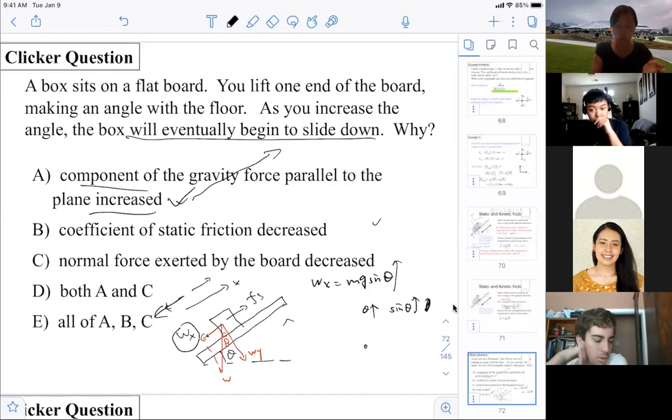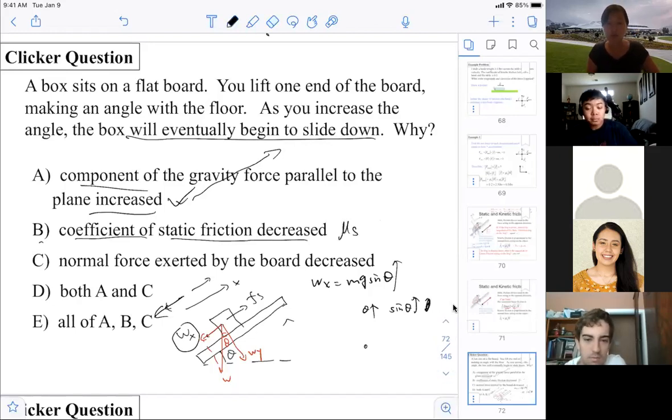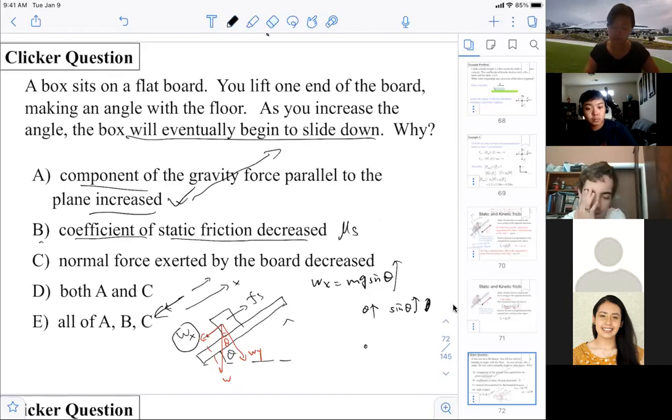The second one, B, coefficient of static friction decreased. Is that correct? I don't think so, because I had a formula that I wasn't sure was correct: mu of s equals tan of theta, and from 0 to 90 degrees, it's only increasing. So that's what I used. Yes, that is probably tangent.